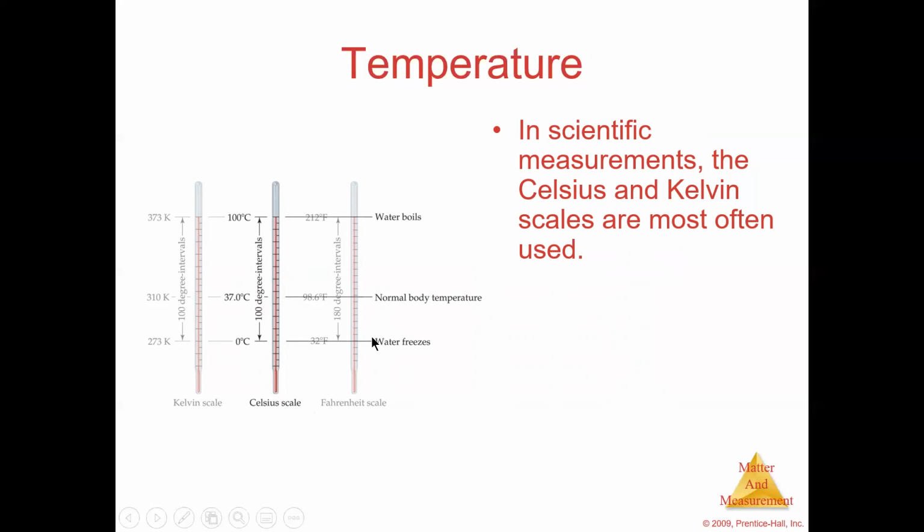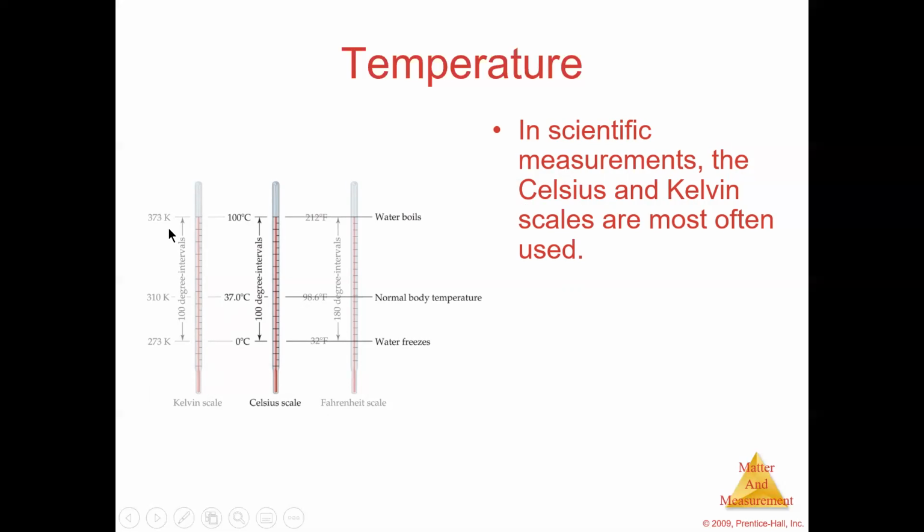The numbers are a little more strange when we're dealing with Fahrenheit, right? 32 degrees Fahrenheit is when water freezes, and 212 degrees Fahrenheit is when water boils. Those numbers are sort of random, and it's a 180-degree interval scale. We don't like that. Over here we have Kelvin.